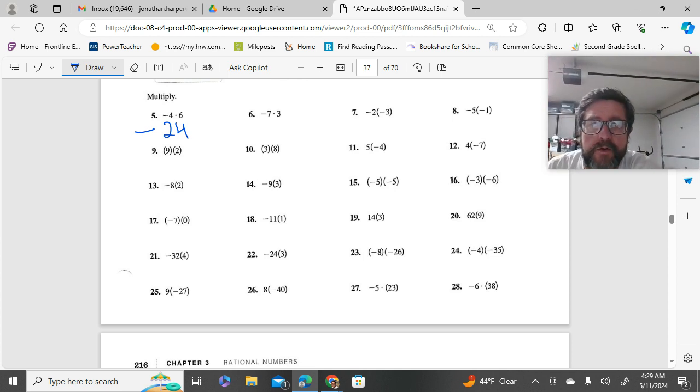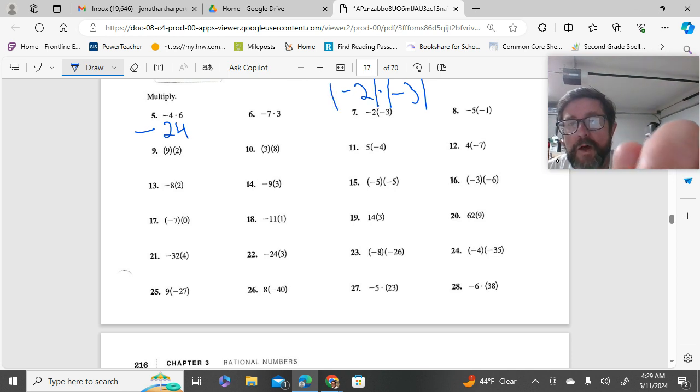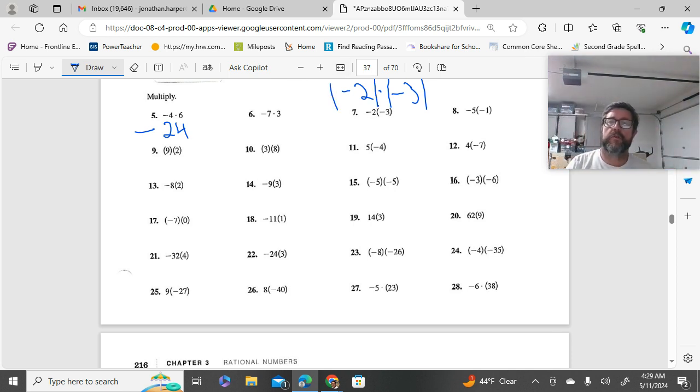But this one here, you're doing a negative times a negative. So what does it say to do with a negative? You take -2 times -3, and you put absolute value, which means those numbers become positive. Okay, so then it just becomes 2 times 3, which is +6. That's as easy as it gets.